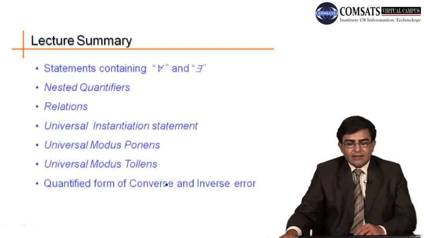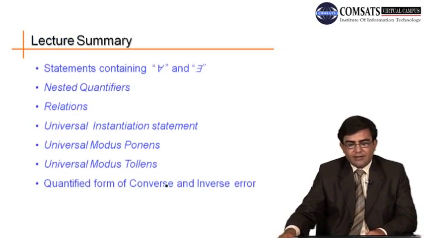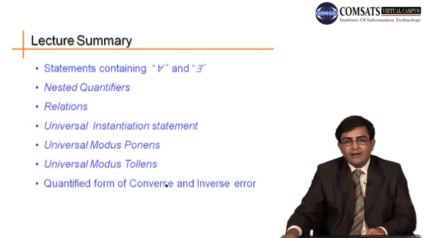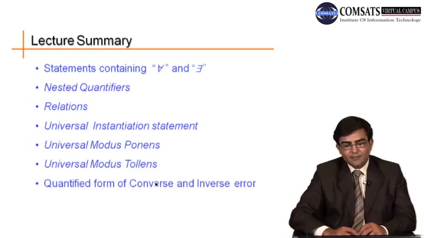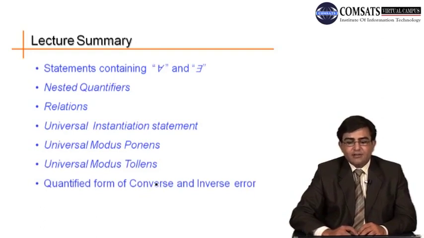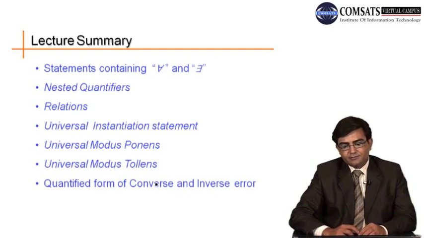So for today I think it's enough. We have discussed today statements containing for all and there exist, meaning universal and existential quantifiers. We have discussed nested quantifiers and the relation between for all, there exist, conjunction and disjunction. We have discussed universal instantiation, universal modus ponens, tollens, and the converse and inverse error for modus ponens and tollens. So we stop it here.